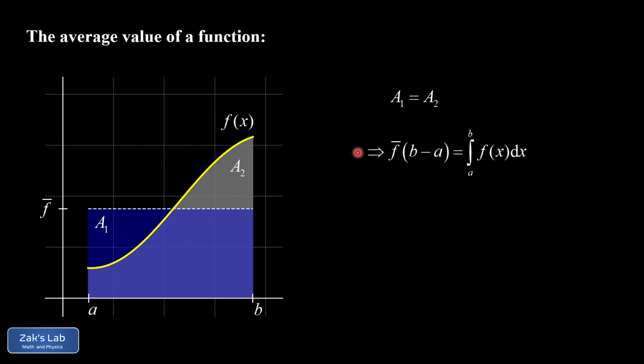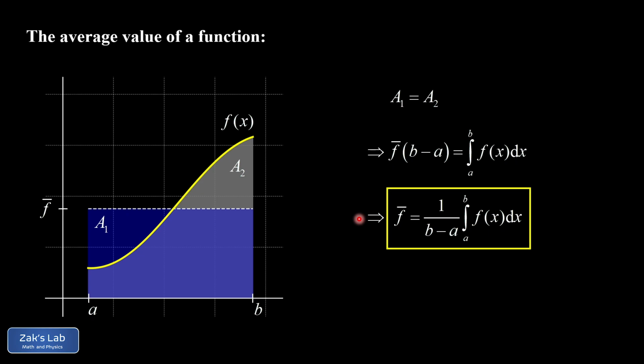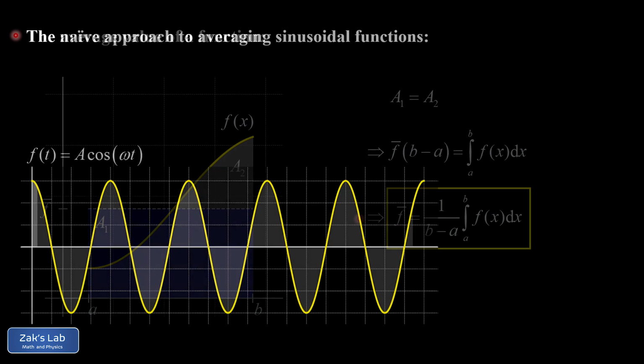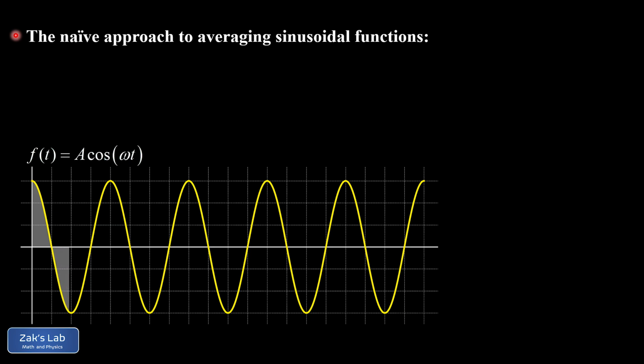All we have to do now is divide by b minus a, and we've got a formula for the average value of a function. So f bar is 1 over b minus a, the interval width, times the definite integral from a to b of f of x dx. That's the area bounded by the function on the given interval. So that's the calculus review on averages. Now let's apply this to averaging sinusoidal functions. So to start things out, I want to clarify that we're talking about long-run averages here.